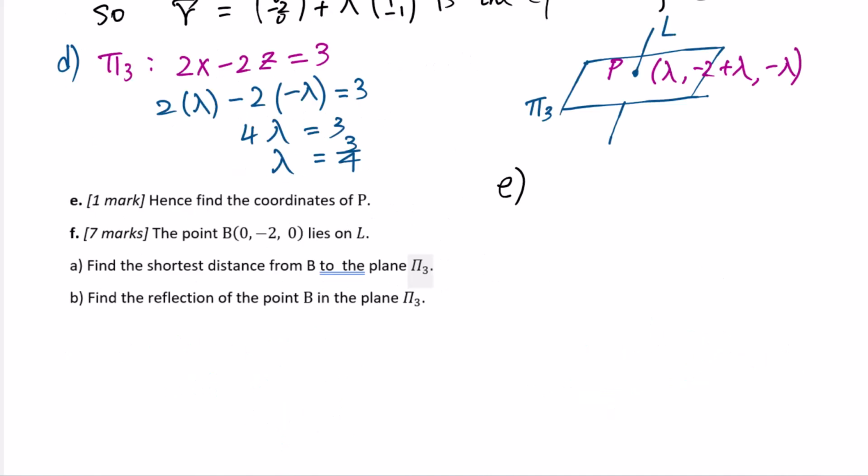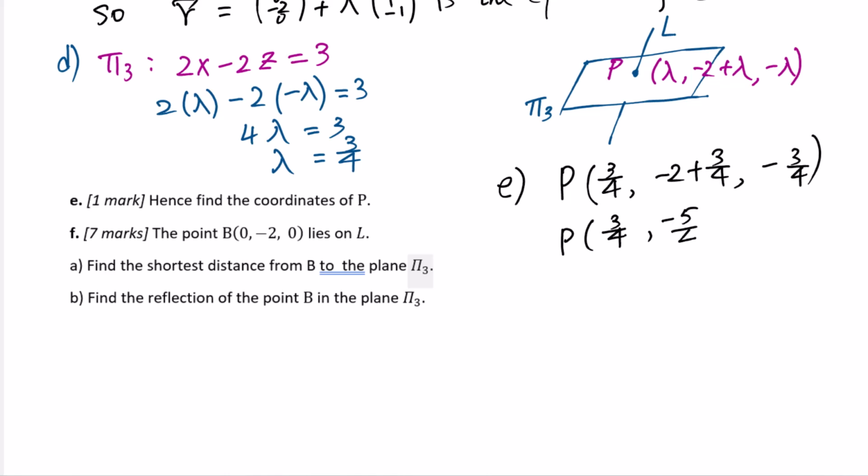For E, hence find the coordinates of P. Do the substitution, lambda equals 3/4: 3/4, -2 plus 3/4, -3/4. Work this out. Coordinates of P: (3/4, -5/4, -3/4).